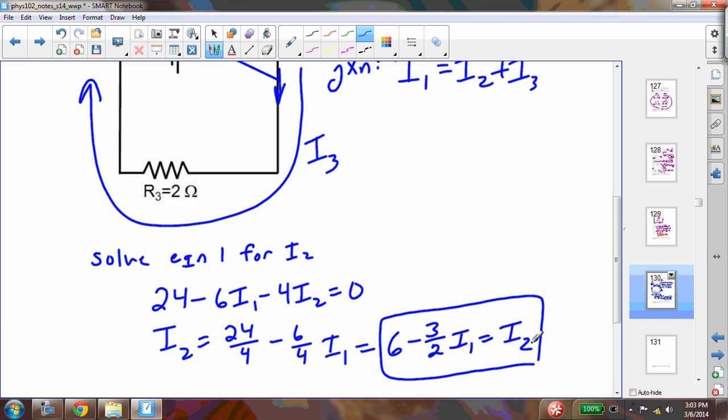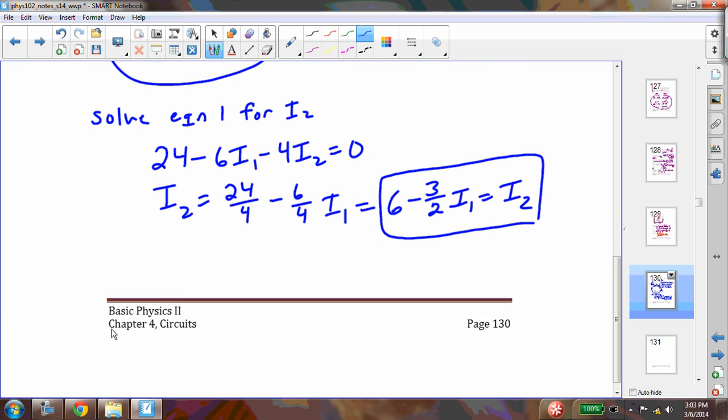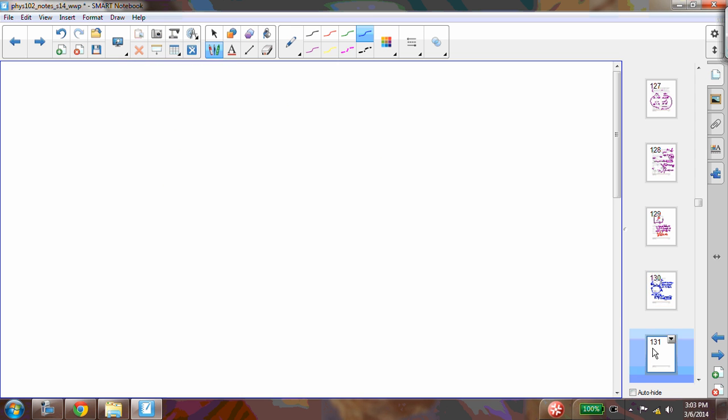So that's one equation. Now I'm going to solve equation 2, the second of the equations. I'm going to solve it for I3. Just go ahead and rewrite that equation 2 over here. That was 10 minus 6I1 minus 2I3 equals 0.